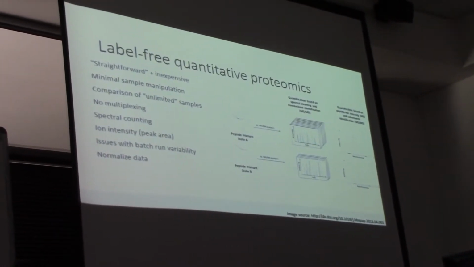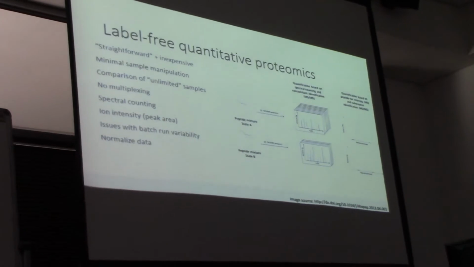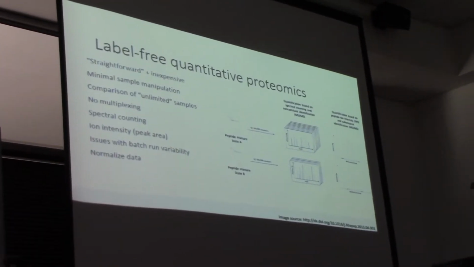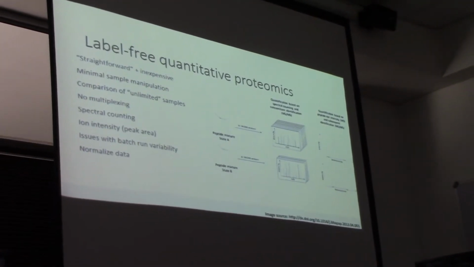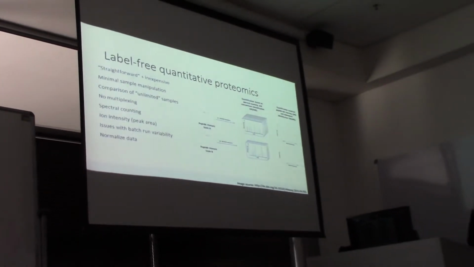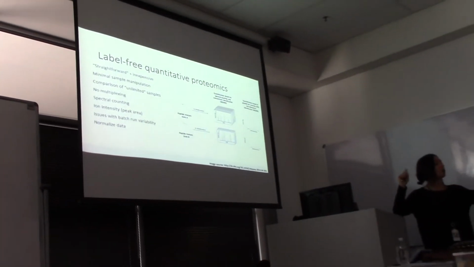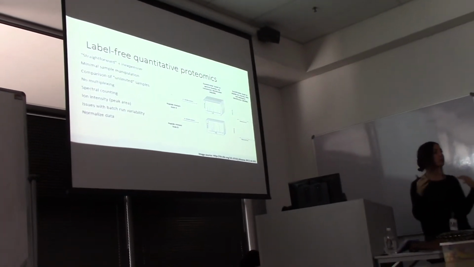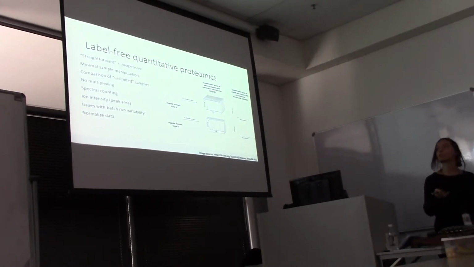And it is more inexpensive from a point of view that you don't have to buy labels, and you don't have to have all these kits that come and that are very expensive. You don't have to manipulate your sample as much, you don't have to label and make sure that you're combining them in equal fractions, where you're introducing variability at each point.